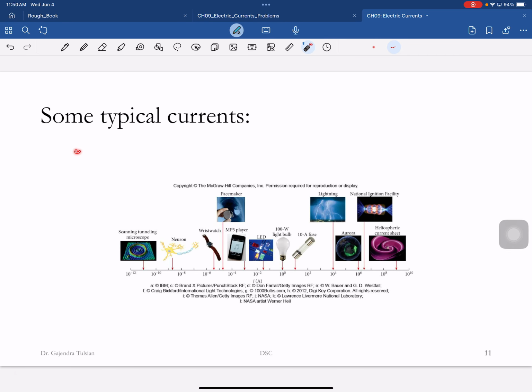All right, here are some of the currents we encounter. In a lightning, you'll have 10,000 amps of current flowing. In the auroras, you have 1,000,000 amps of current. A light bulb is about 1 amp. Here's a 10 amp fuse. In your telephone, you're using milliamp currents. When your neurons fire, it's a nanoamp current.